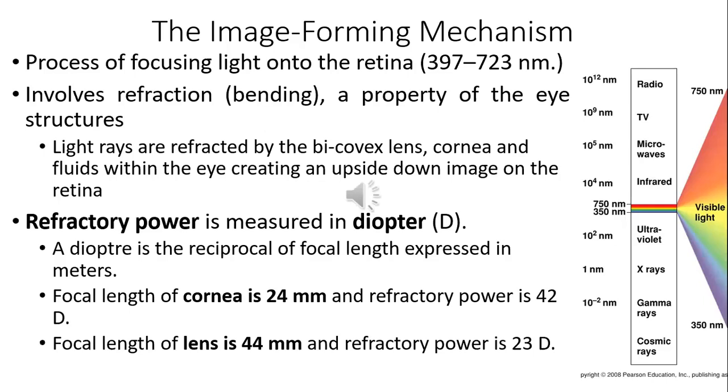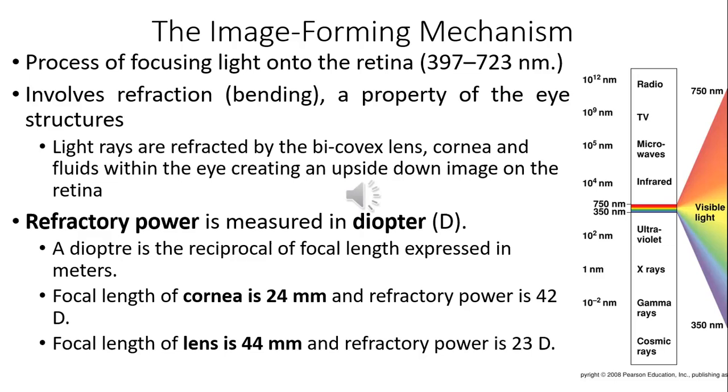Now, the image forming mechanism. The process of focusing light onto the retina is for light in the range of 397 to 723 nanometers. That's the wavelength you're talking about, so not frequency, but the wavelength. In order for us to visualize something, on the electromagnetic spectrum it has to fall under 397 to 723 nanometers. So this involves refraction or bending.